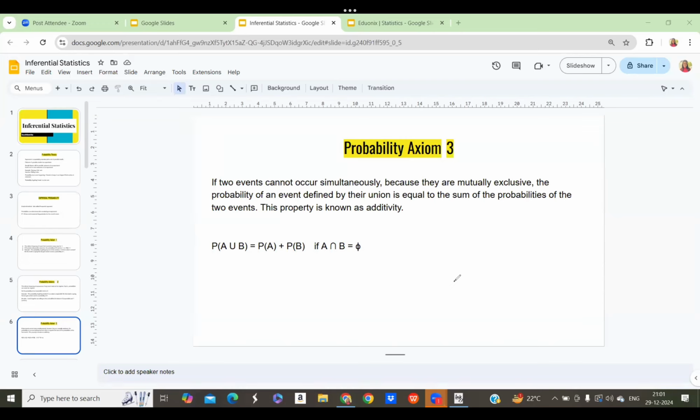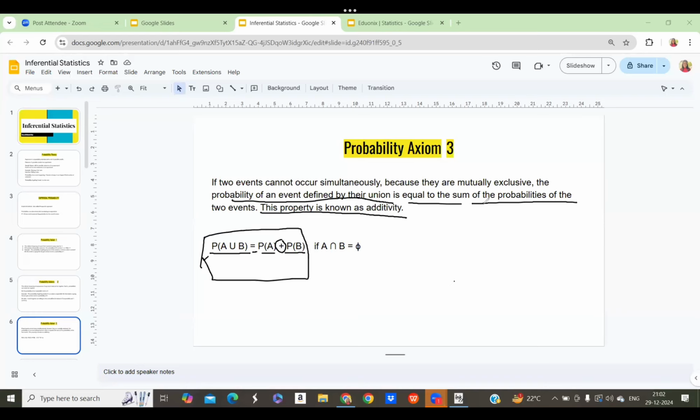The probability of an event defined by their union is equal to the sum of the probabilities of the two different events. Probability of A union B, the probability of an event defined by their union, is equal to the sum of the probabilities, probability of A and probability of B का sum. Okay, this property is known as additivity. So this is a formula which you can remember.